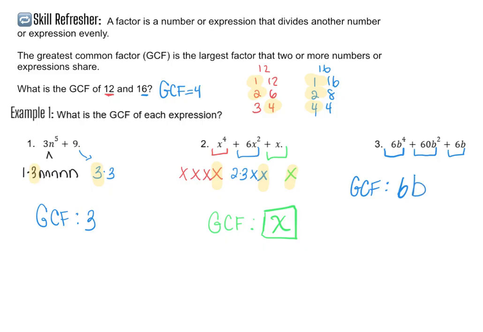The GCF can be a number by itself, a variable by itself, or a combination of numbers, variables, and exponents. Please remember that the B by itself is the same thing as B to the exponent 1.